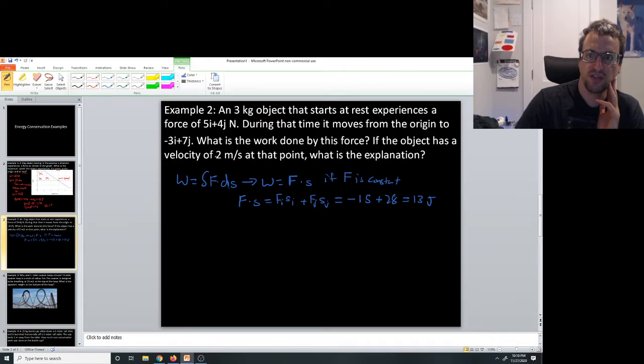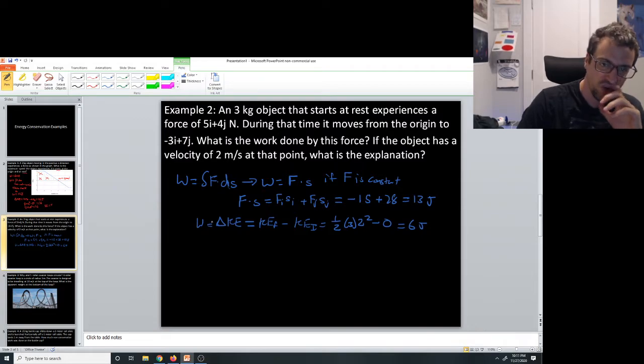But the object has a velocity of 2 meters per second at that point. So what is the explanation for that? Okay. So first of all, work is equal to change in kinetic energy. And the change in kinetic energy is kinetic energy final minus kinetic energy initial. So that's 1/2 times 3 times 2 squared minus 0. And this is 6 joules. So how can this work be equal to 6 joules, but this is only work of 13 joules?